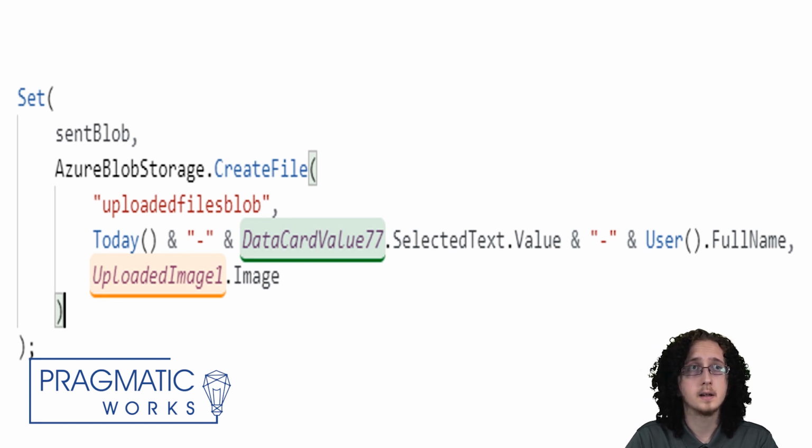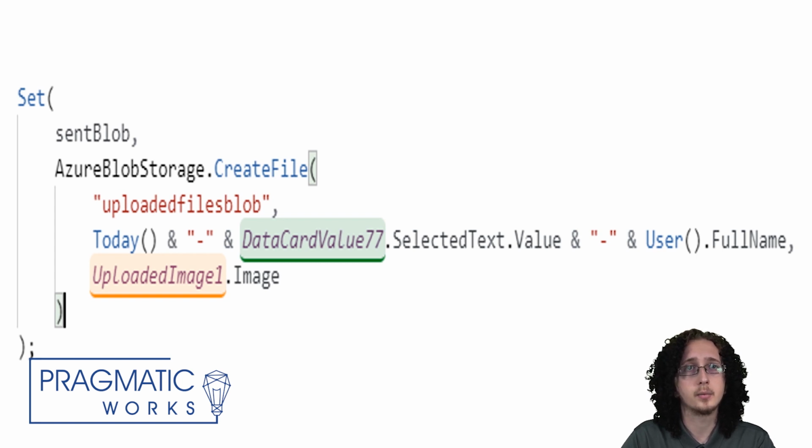And as you can see here, I'm using a Set function to make this a global variable inside the app. I'm naming the variable sent_blob, just some name. And then this is when we start using the functions for blob storage once you get everything added in. So it's going to be AzureBlobStorage.CreateFile. This will create a blob in your blob storage.